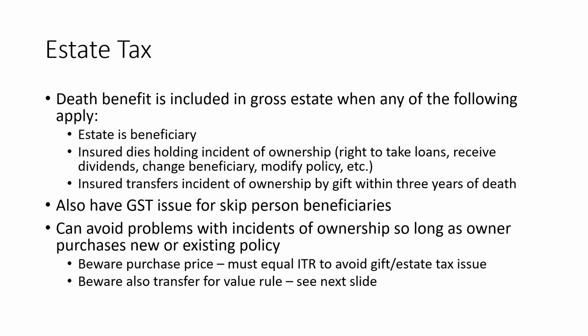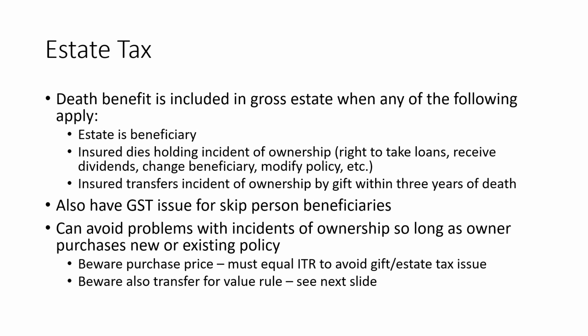Now, the ultimate objective with any sort of change of ownership in a policy is to plan around the estate tax. And that's because of this onerous rule that says that the death benefit of life insurance will be included in the insured's gross estate if any of the following apply. 1, the estate is the beneficiary. 2, the insured dies holding an incident of ownership in the policy, such as the right to take loans, receive dividends, change beneficiaries, modify the policy, etc. So any retained control or benefit from the policy will be an incident of ownership.